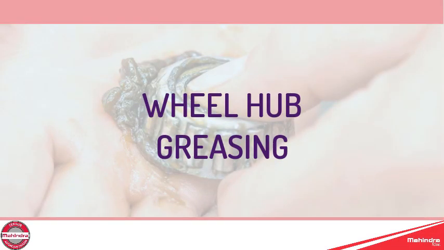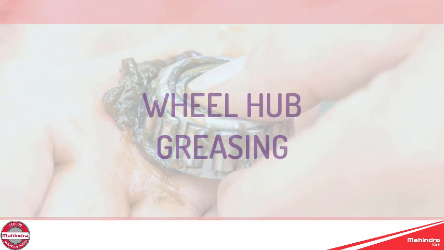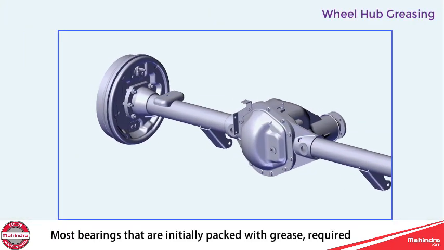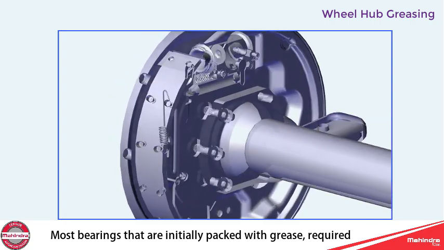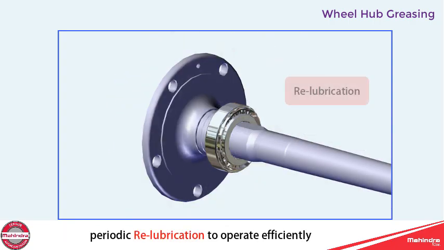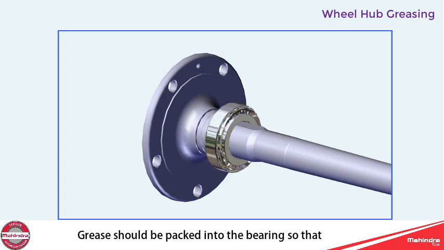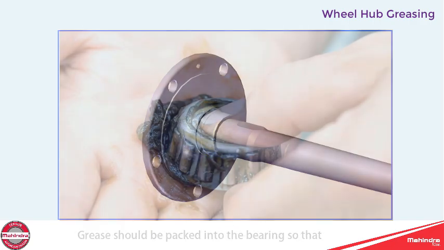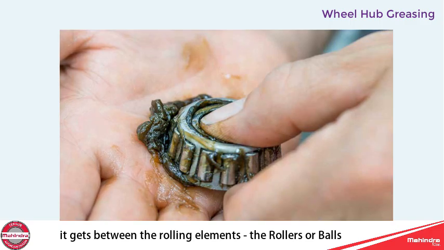Wheel hub greasing. Most bearings that are initially packed with grease require periodic re-lubrication to operate efficiently. Grease should be packed into the bearing so that it gets between the rolling elements, that is, the rollers or balls.